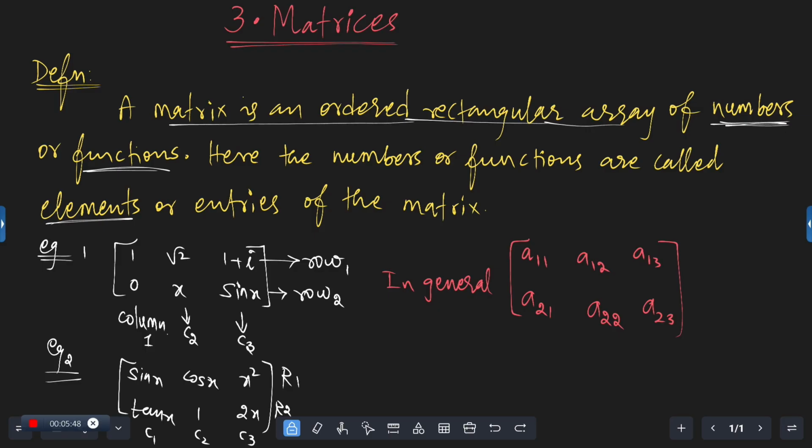So a matrix is an ordered rectangular array of numbers or functions. This is the definition of a matrix. Very simple definition. And here the numbers or functions are called elements or entries. Generally either entries or elements you can use, not an issue. Okay. So this is the definition of a matrix. Understand? First you write this.